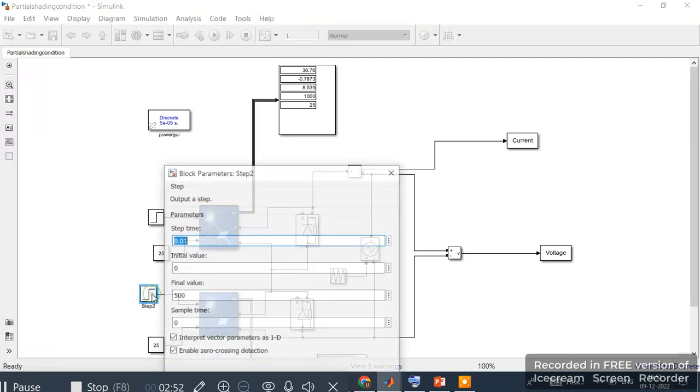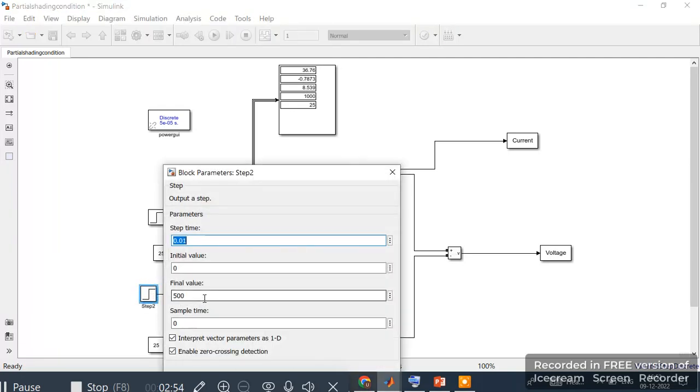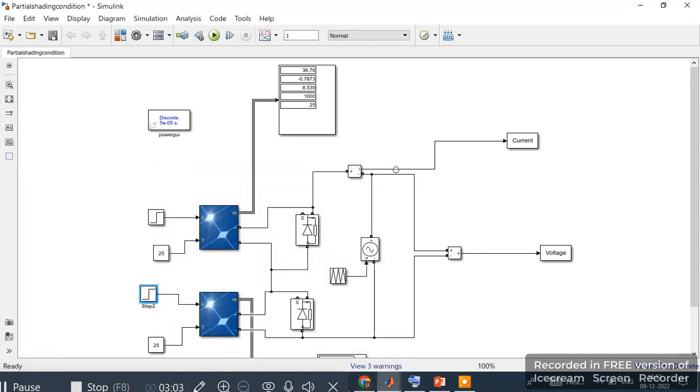So here for the second array, I'm using an irradiation of 500, which means the power and current ratings we obtain will be half of those obtained for 1000 watts. Okay, so here the output is connected to the current and voltage measurement, and this is connected to the workspace through the Simulink To Workspace block.